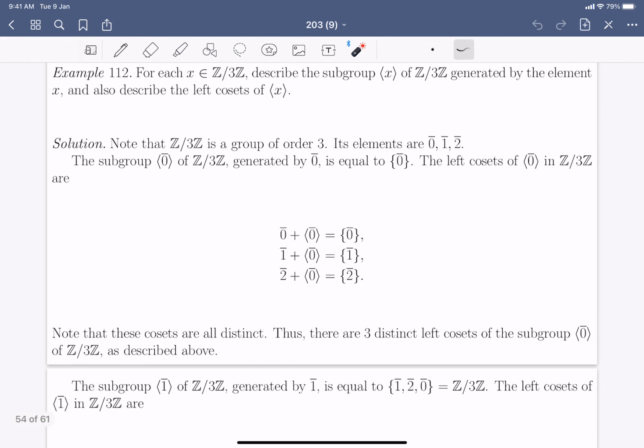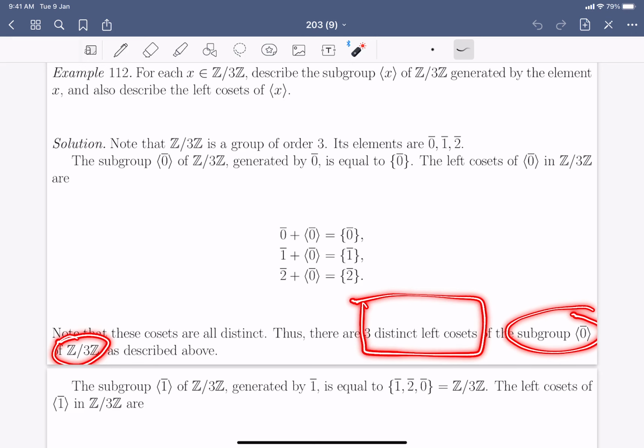So what you have seen is that if you look at the subgroup of Z mod 3Z generated by the element 0 bar, then this subgroup has exactly 3 distinct left cosets.